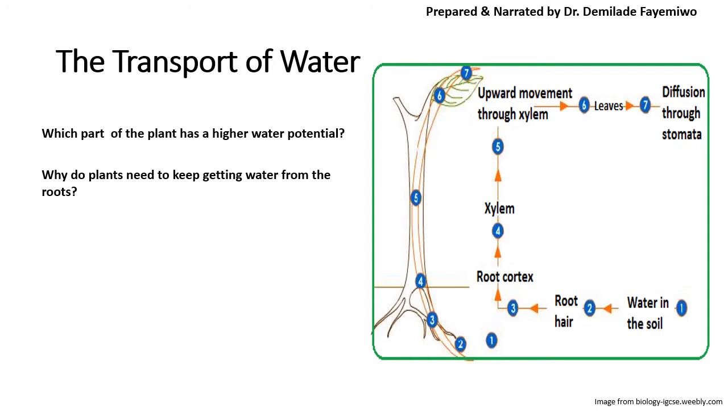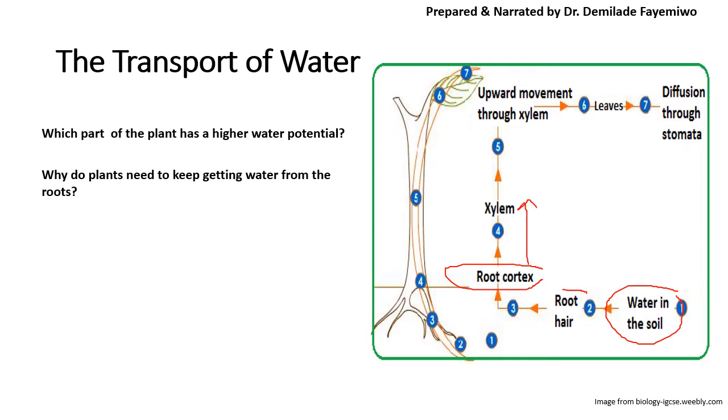If you can recall, we said osmosis is the movement of water from a region of higher water potential to a region of lower water potential. In the same way, the movement of water through a plant is actually osmosis. So water will move from the soil into the root hairs. From the root hairs, it goes to the root cortex, then into the xylem, and then through the other parts of the plant.